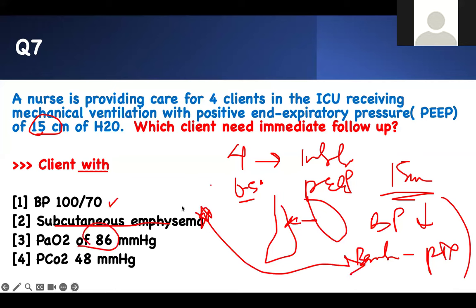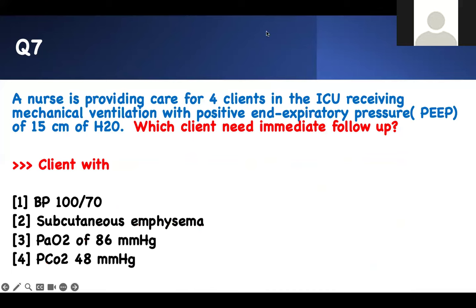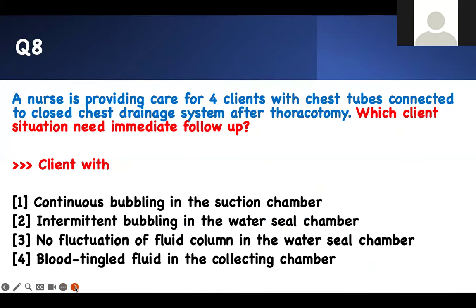PaO2 of 86. Normal PaO2 is 80 to 100, right? When you give somebody PEEP, you're improving their oxygenation. This patient is oxygenating well. PCO2 of 48 tells you they're not ventilating, but PEEP does not help with that. 48 is not bad, but they're not ventilating well. PEEP does not improve that. We are looking for some problem with PEEP. Subcutaneous emphysema is pneumothorax, and that's a problem. You need immediate follow-up on that.